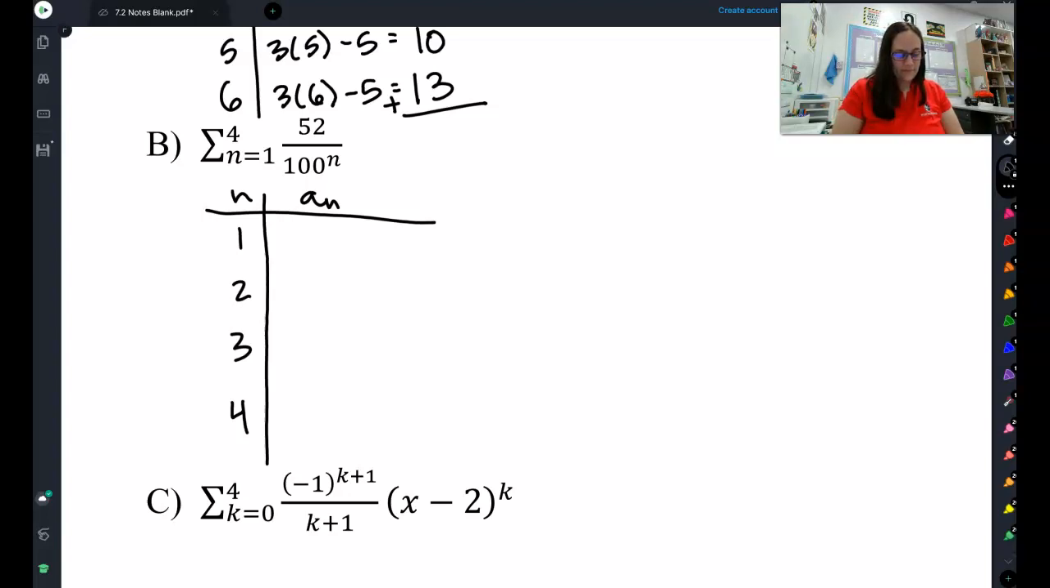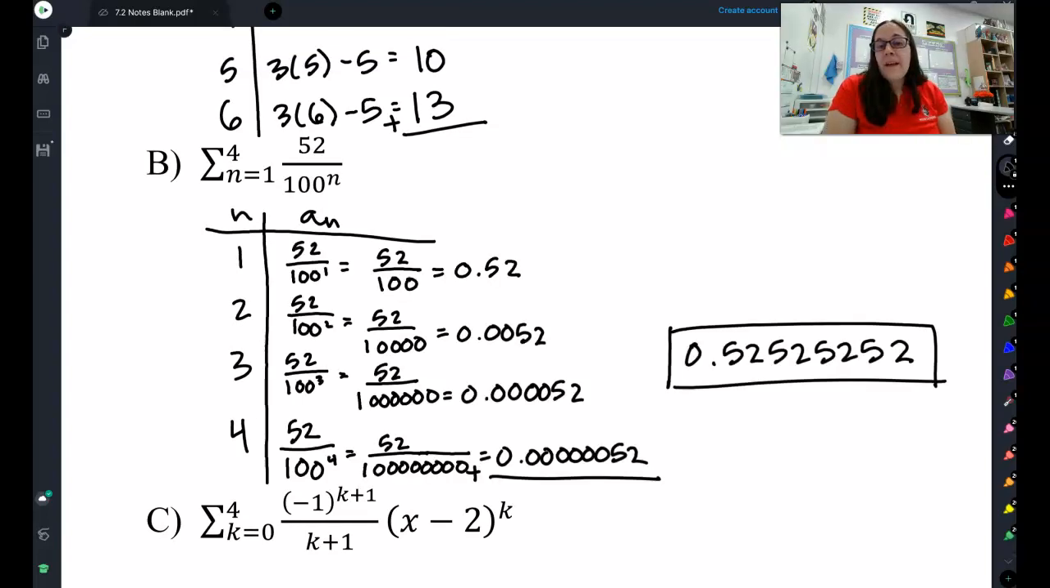Let's check your work. I plugged all my n numbers in. I got these fractions, which turn into these decimals. I add all these 4 decimals together to get this. Now, please note, this is not 0.52 repeating because it doesn't go on infinitely. It ends right here. This is where this number ends. So that's why I've ended it after 4 5-2s. It's not an infinite sequence. This is a finite sequence.